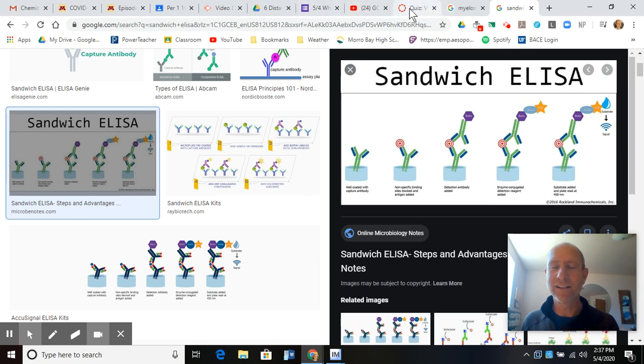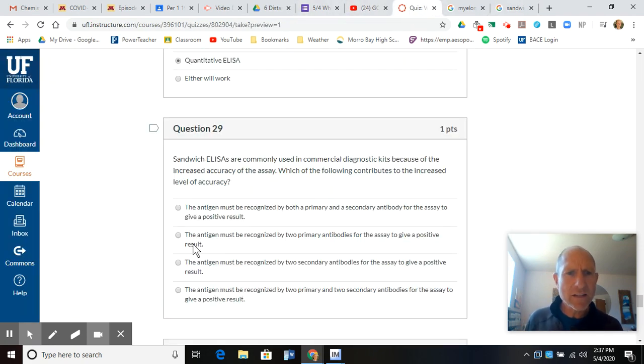Then this second primary antibody, primary because it sticks to antigen, it doesn't stick to an antibody. An antibody that sticks to an antigen is a primary antibody. An antibody that sticks to another antibody is a secondary antibody. Anyway, the second primary antibody gives off some light so you can see that it happened or not. Okay, sandwich ELISA. So an antigen must be recognized by both a primary and secondary? No. Antigen must be recognized by two primary antibodies to give a positive result. Yes, that's right.